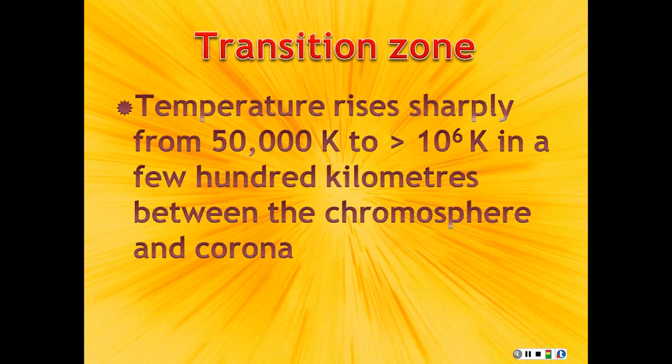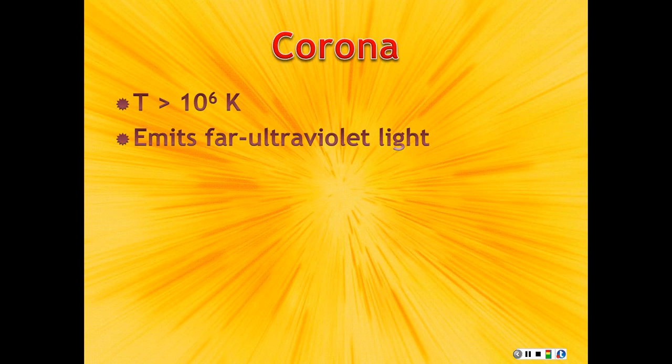And then above the chromosphere we have a transition zone where the temperature rises very rapidly, and not much is known about that. And then we have the corona. And the corona is about 10 to the 6 Kelvin, and so hot that it's basically giving us continuum and peaking in the far ultraviolet.